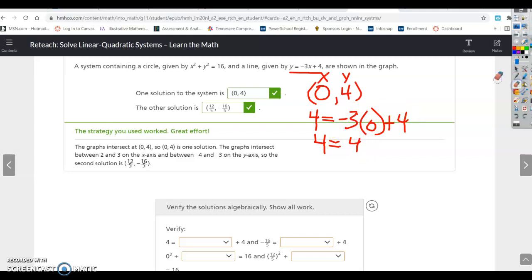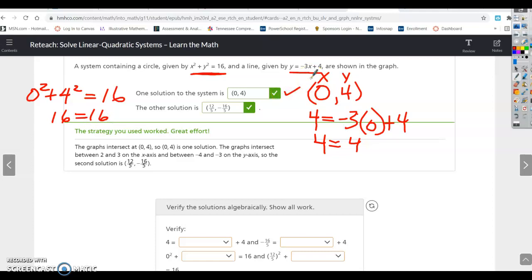All right, let's check and see if it works for the circle as well. So we're going to have 0 squared plus 4 squared. Does that equal 16? Okay, so x was 0, y was 4. All I did was substitute that into the equation given. 16 equals 16. So we can see that that one checks out as well.